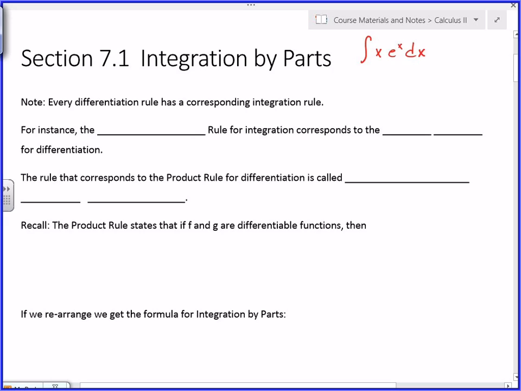All right, so where does integration by parts come from? Just remember that every differentiation rule has a corresponding integration rule. For example, the substitution rule that we use comes from the chain rule, right? Where we're substituting in u, and we find du, whatever we set it equal to, and define dx, right? That substitution rule was derived from the chain rule. Well, there is a rule that corresponds with the product rule for differentiation. It's called integration by parts.